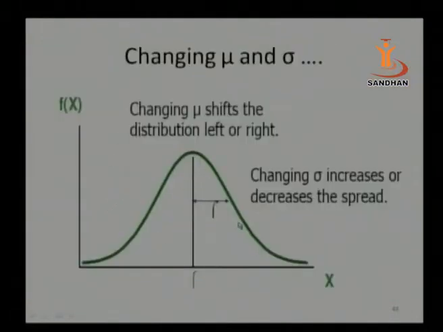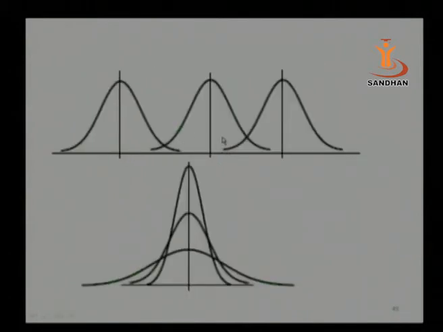Okay, now again just have a look. Whenever you change mu and sigma, what happens? If you change your mu, the entire curve of your distribution will be shifted to the left or to the right. If you change your sigma, the variability of the curve, meaning the spread of the curve, will be different. It may be quite wider or quite narrow compared to the actual normal distribution.